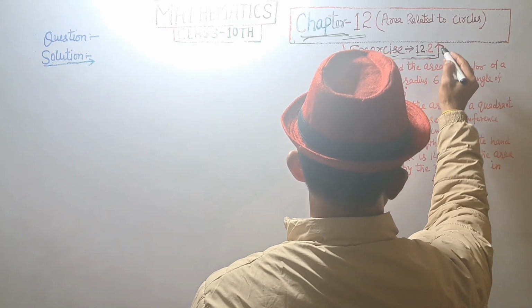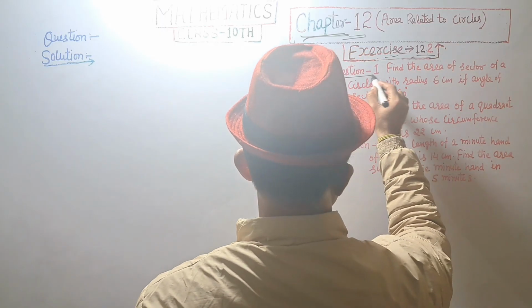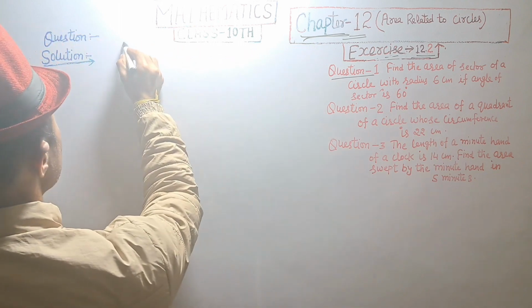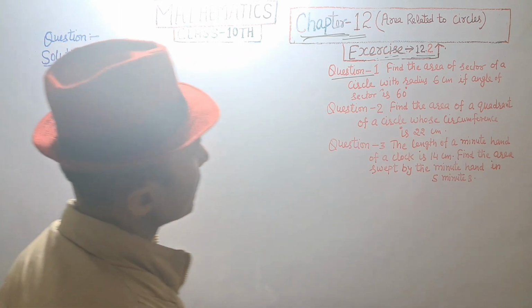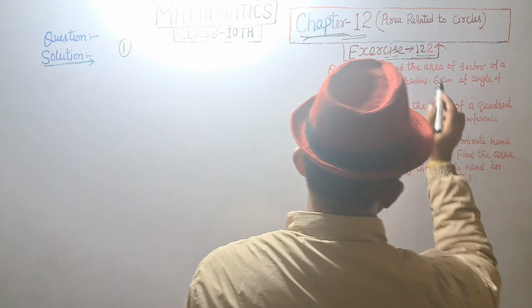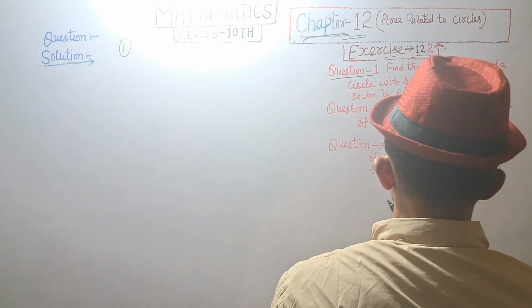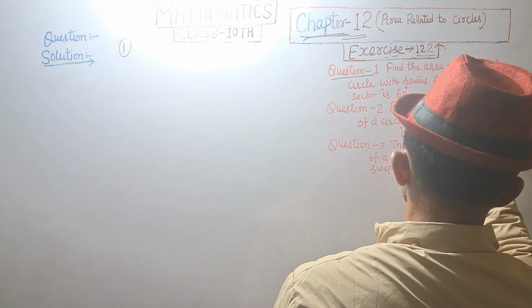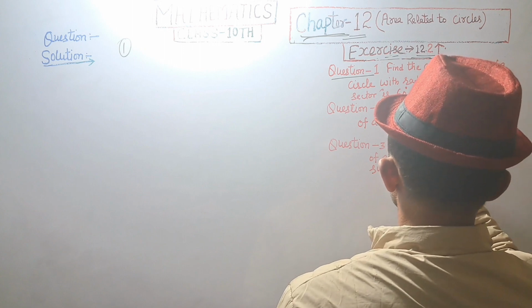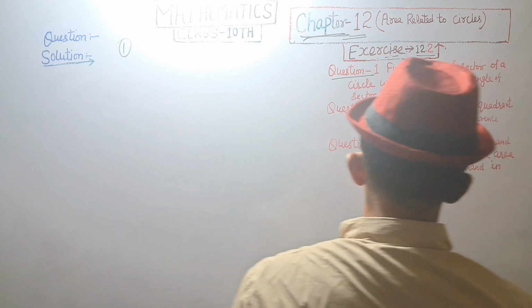Exercise 12.2, question number 1. Find the area of sector of a circle with radius 6 cm if angle of sector is 60 degree.